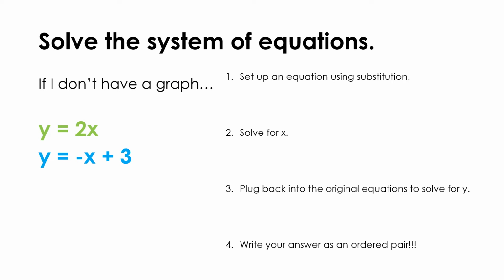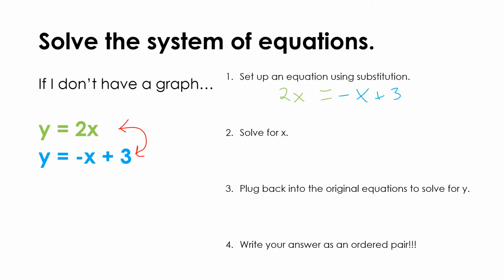So let's say I give you a system of equations like I've given you here, y equals 2x and y equals negative x plus 3, and I don't give you a graph. I'm not able to just sketch these out and draw them, say I don't have access to paper for whatever reason. So I'm going to set up an equation using substitution. Again, I see that both of these equations are equal to y, which means that both of the right sides that involve the x are also going to be equal to each other. So I'm going to say 2x, that first equation, is equal to negative x plus 3.